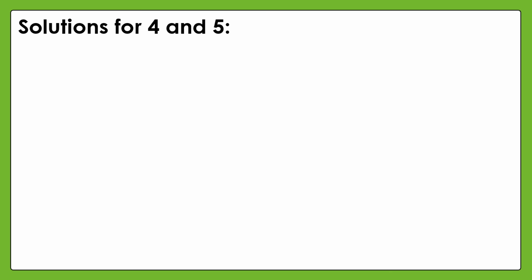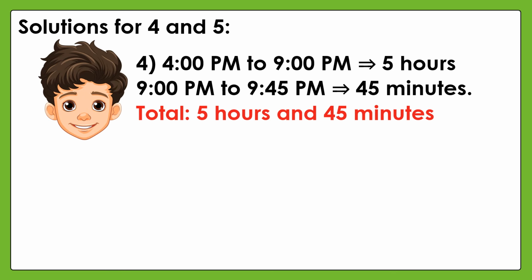Solutions for 4 and 5. Number 4, 4 o'clock p.m. to 9 o'clock p.m. That is 5 hours. 9 p.m. to 9:45 p.m. That is 45 minutes with a total of 5 hours and 45 minutes.